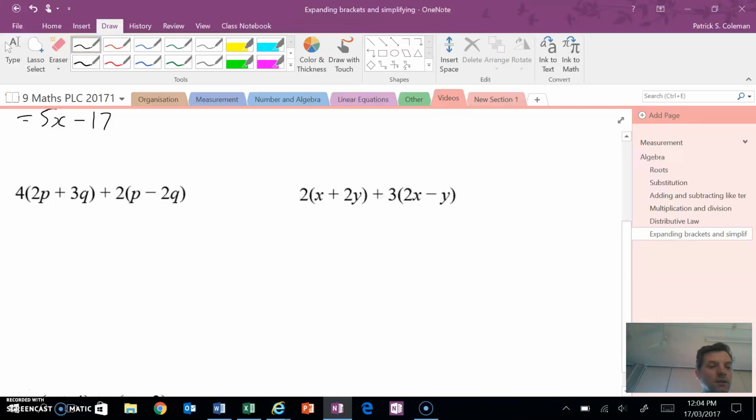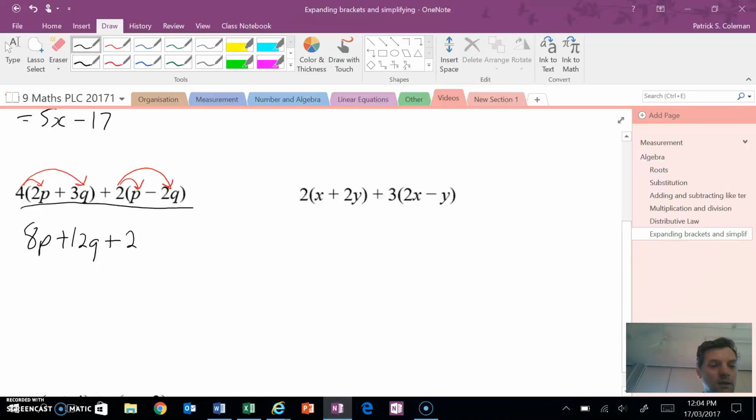So essentially, in this example here, we've got really just two sets of brackets we need to expand, in which case we hopefully just need to collect some like terms. So again, let's use our distributive law to expand out our brackets. So 4 times 2p will be 8p, plus 4 times 3q is going to be 12q. That's dealt with our first lot of brackets. Then we're going to go with plus, and we do the same thing again.